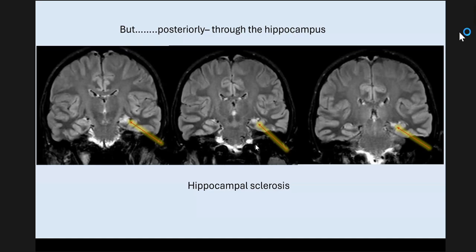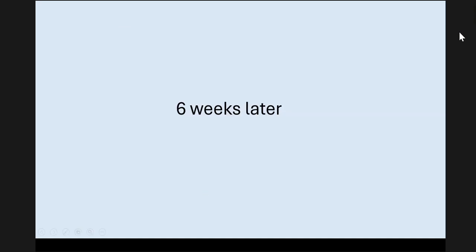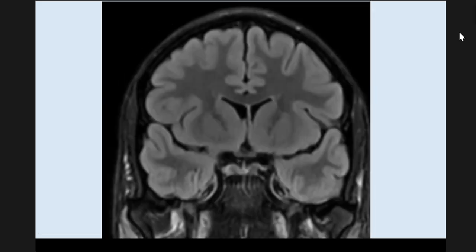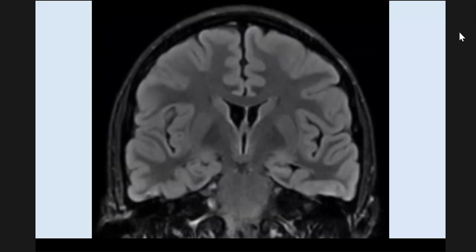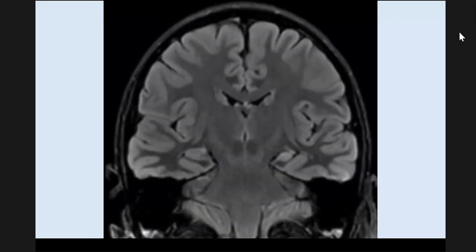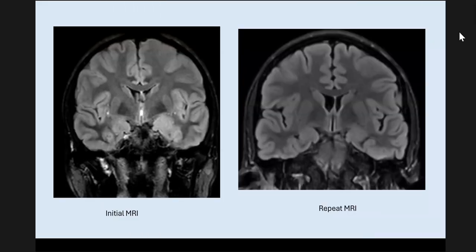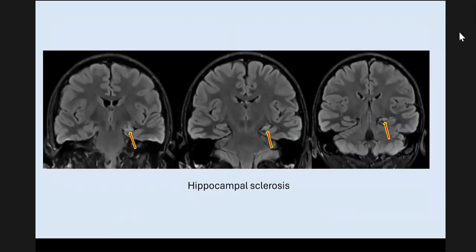Okay. So we repeated the scan 6 weeks later, and these were the images, coronal T2 FLAIR. So this was your initial MRI where we saw the swelling and T2 hyperintensity of the amygdala and the adjacent structures. This is all gone now. This is the repeat MRI. However, the hippocampal sclerosis, which we saw, as expected, that persisted.